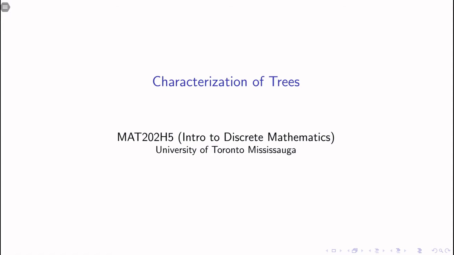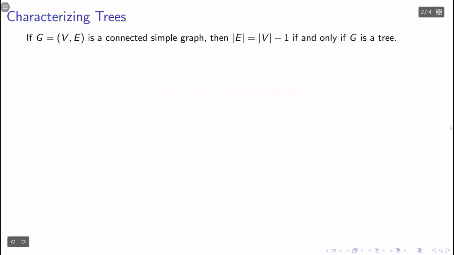Okay, so in this video, we'll talk about a characterization of trees. And what this means is basically we're giving conditions that are both necessary and sufficient for a graph to be a tree. So let's start off by telling you what this characterization is.